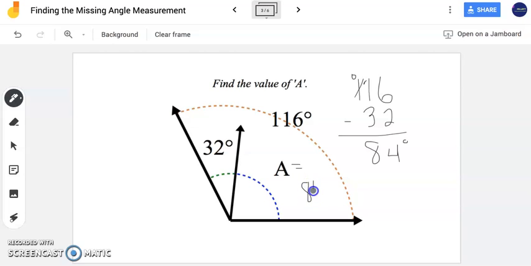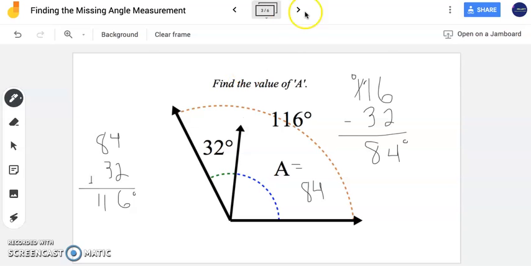Now, I just want to prove to you that what we're doing is correct. We can check that by adding the two parts. So I'm taking the value of A that I determined, and I'm going to add that to 32. This is just going to confirm that my subtraction was correct. And when I do my addition here, I get back to 116 degrees, which was the given measurement of the entire angle. So that's telling me that the two pieces of 32 degrees and 84 degrees are in fact correct.